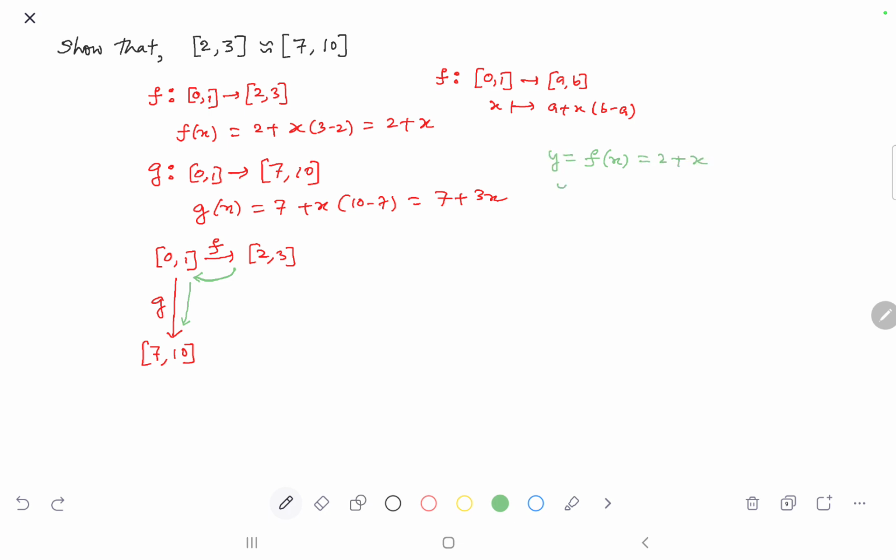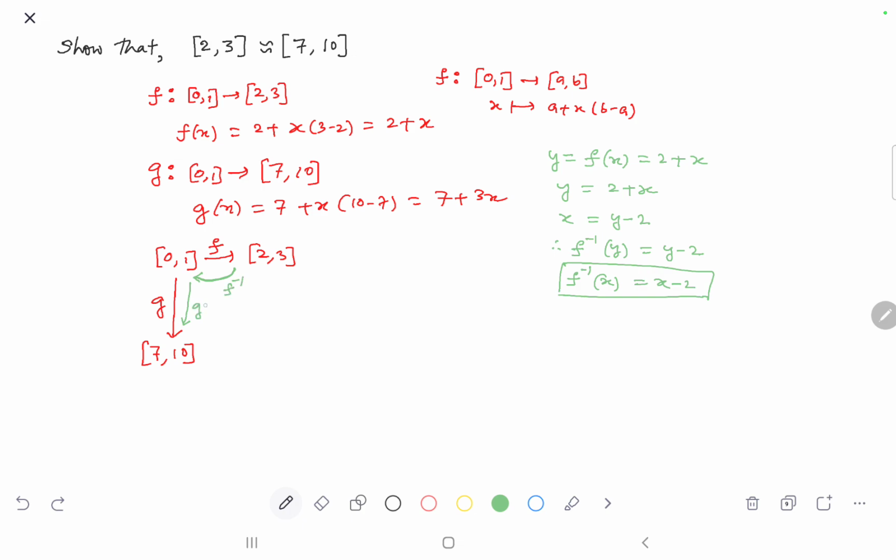So y equals 2 plus x. Now solve for x. X equals y minus 2, right? So F inverse of y will be y minus 2. For convenience, instead of writing y, you can write F inverse of x equals x minus 2. So from here to here, you have the inverse map, F inverse.